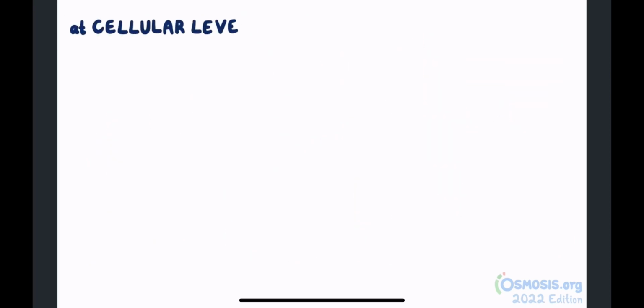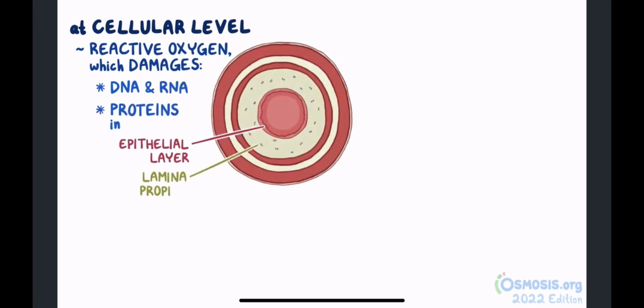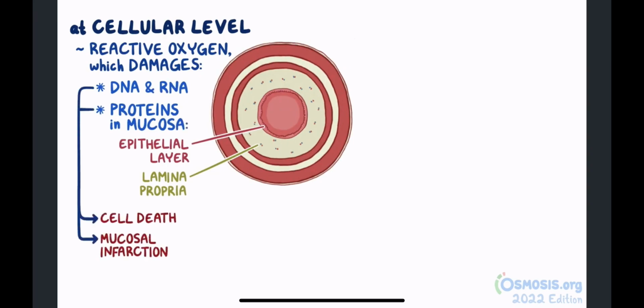At the cellular level, this is accompanied by the production of reactive oxygen species, which can damage DNA, RNA, and proteins of the cells in the epithelial layer and lamina propria of the mucosa, leading to cell death or mucosal infarction. So, when the mucosa becomes damaged and capillary blood vessels in the lamina propria rupture, blood enters the bowel lumen.